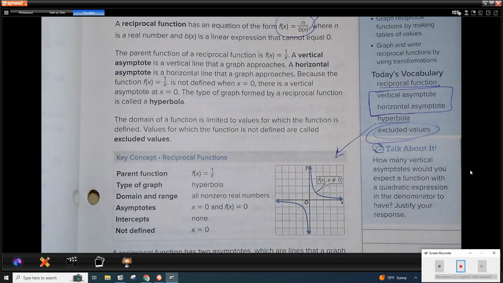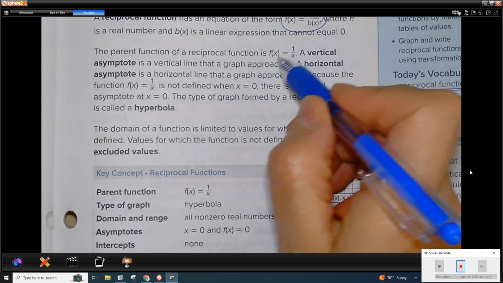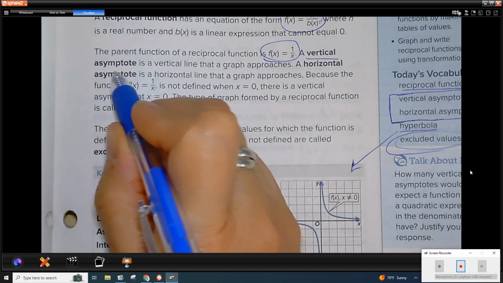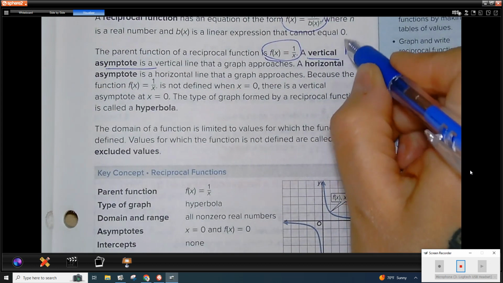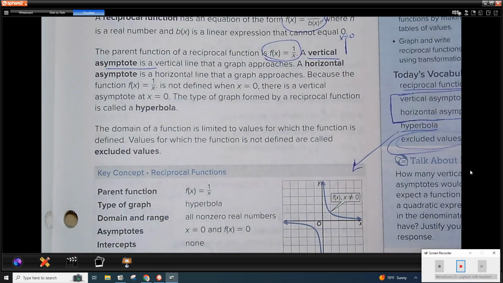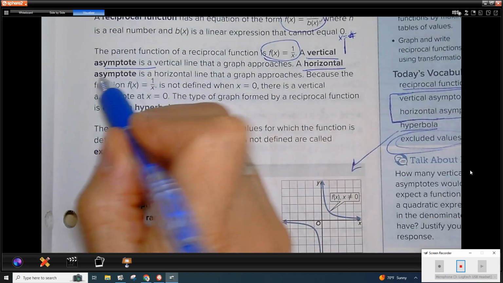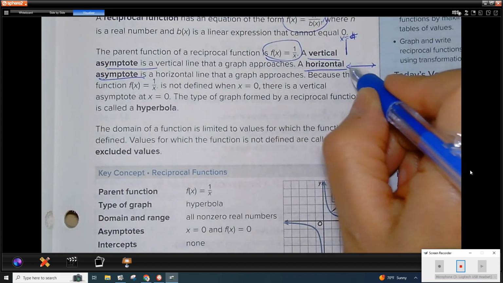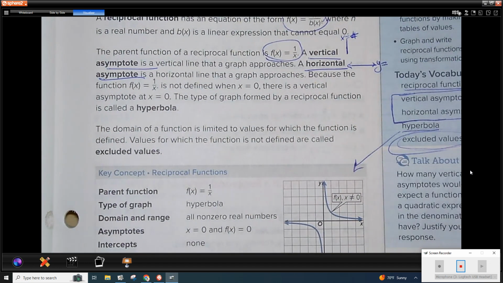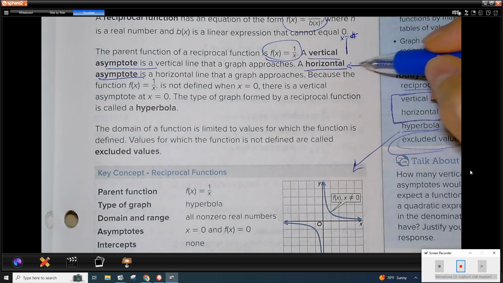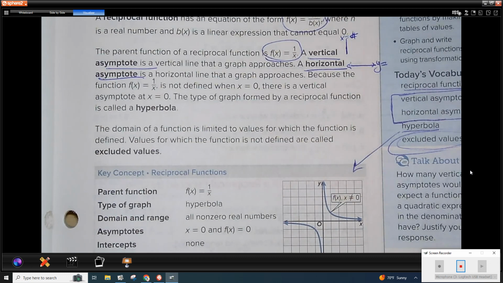So the parent function of a reciprocal function is this, 1 over x. There are no transformations in the parent function. It has a vertical asymptote, and the vertical asymptote is a line that's vertical and is usually x equals, I put 0, but it's actually the number that crosses the x. And then it has also a horizontal asymptote, which is like this, and that is y equals the number that it crosses at. It's a little different because you don't think horizontal y, but what that means is every point on that line, the y is equal to whatever number it is, and I'll go over that a little bit more. The name of the graph is a hyperbola.